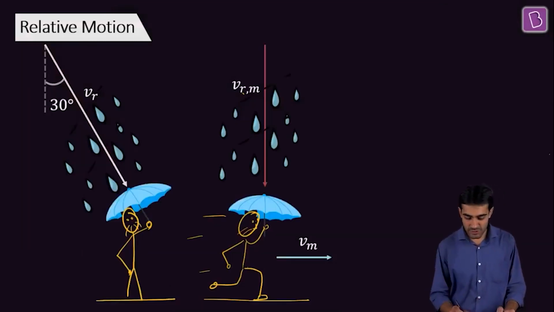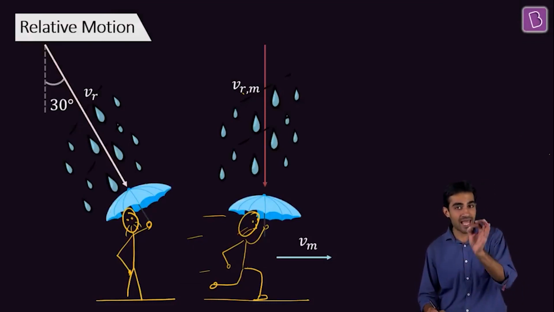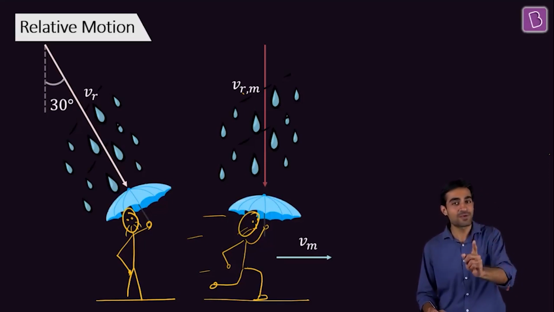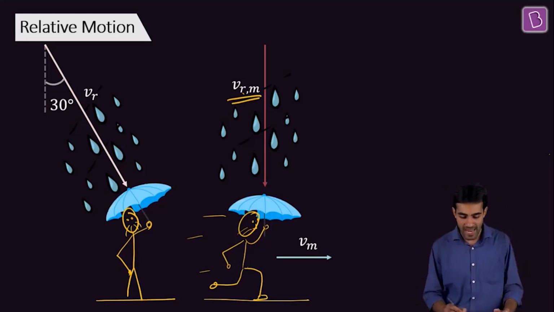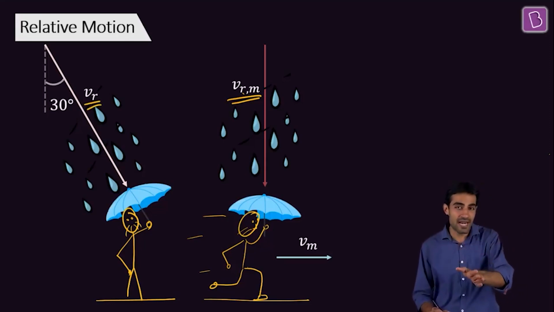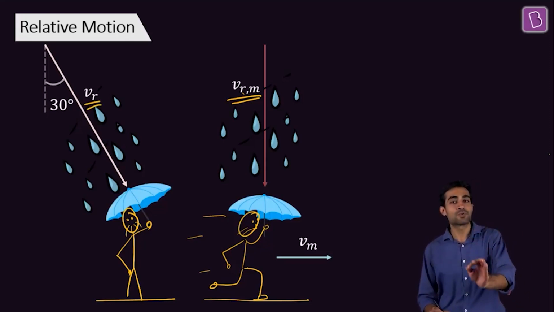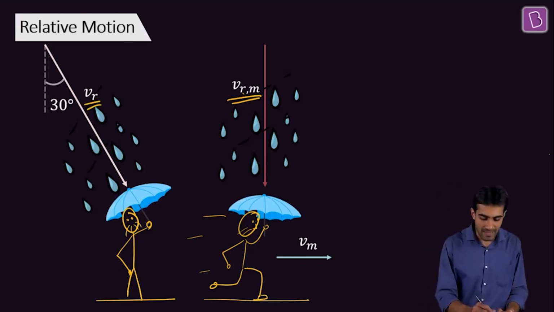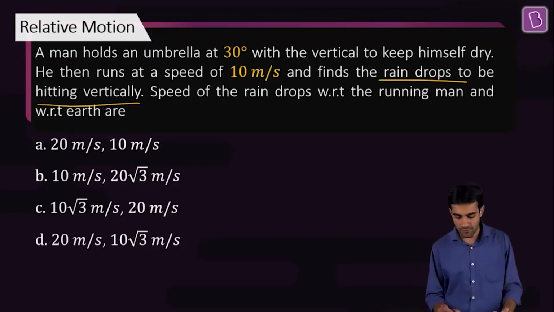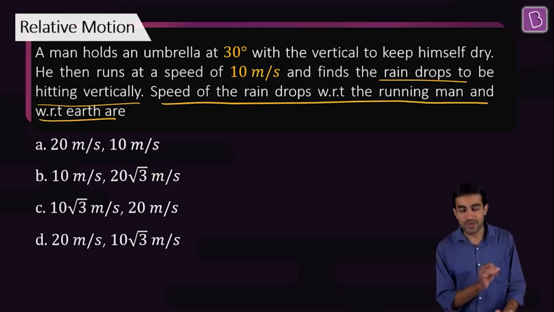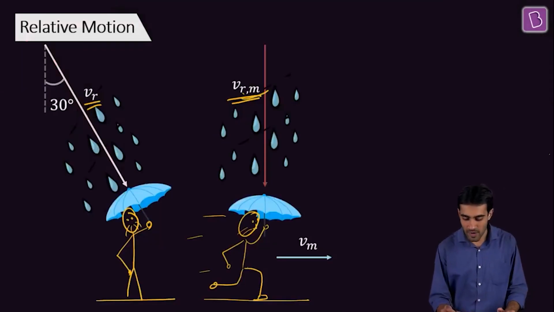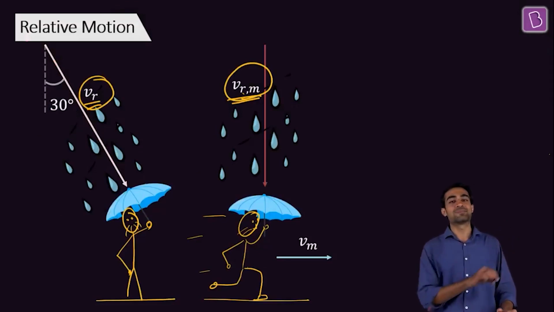So, this was the initial situation when the man was standing. The raindrops were coming at an angle 30 degrees. And then when he runs, he finds that with respect to him, the raindrops are coming vertically down. So this is velocity of rain with respect to man. And initially we had only velocity of rain when the man was standing. So this is velocity of rain with respect to ground or earth. Now let's go back to the question. The question is asking us to find the speed of the raindrop with respect to running man and with respect to earth. So the question is asking us to find out this speed and this speed.